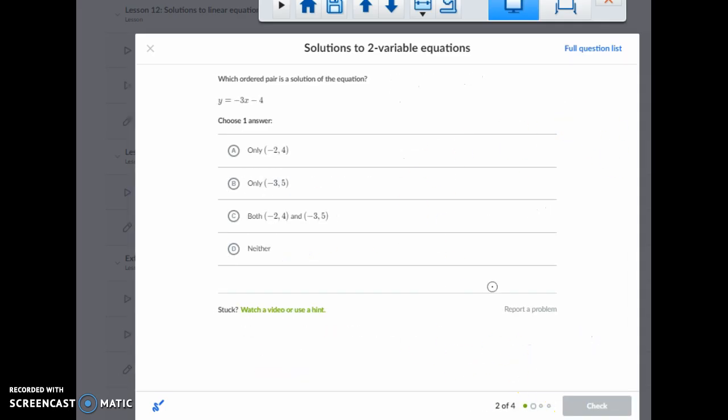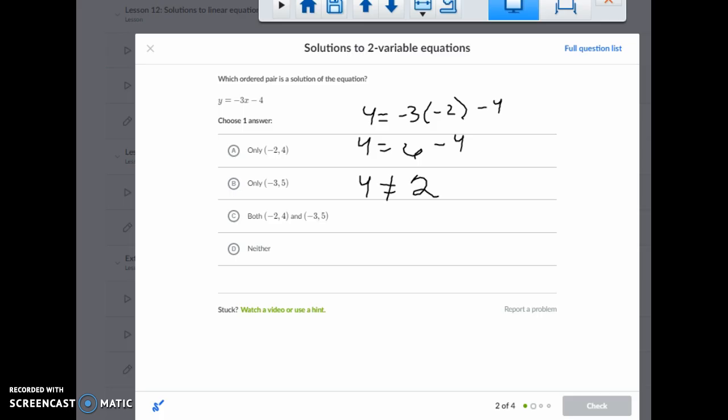So let's try another one here. Let's plug in x for negative 2 and y for 4. So 4 is equal to negative 3 times negative 2 minus 4. So we have 4 is equal to 6 minus 4, and 4 is not equal to 6 minus 4 because that's 2, so that does not work.